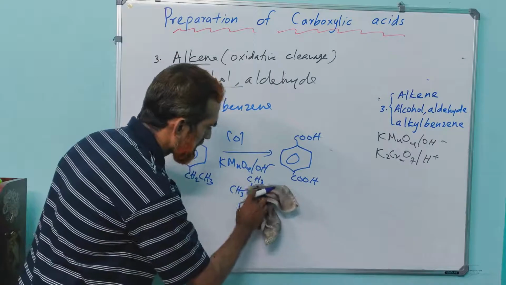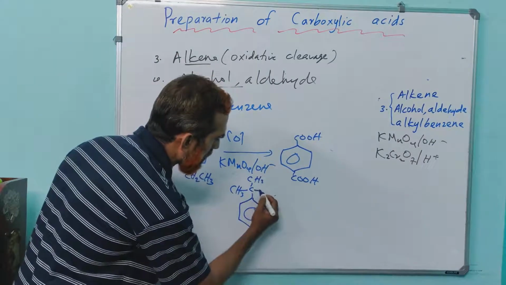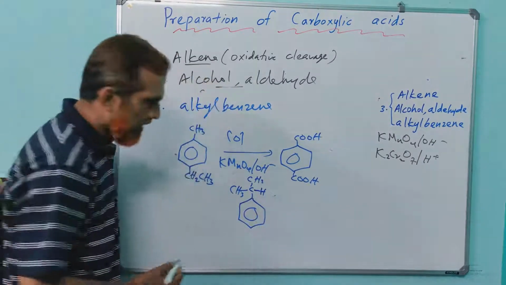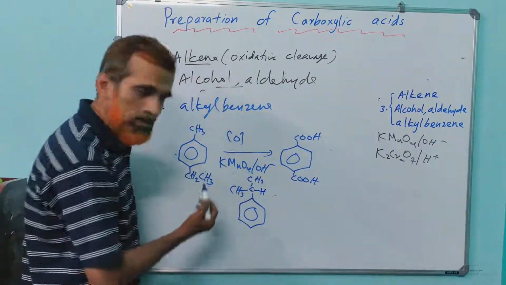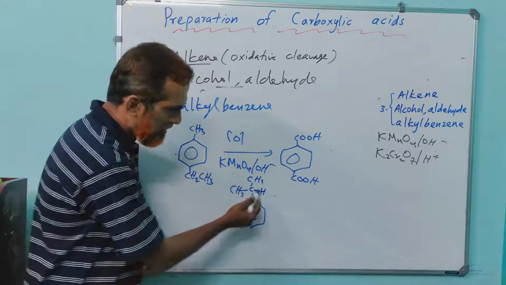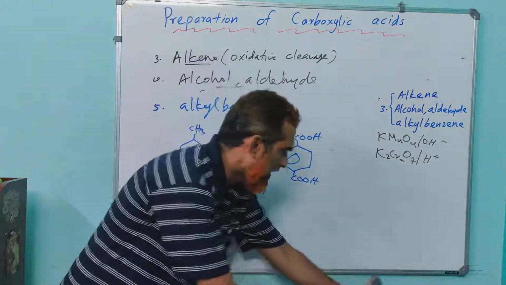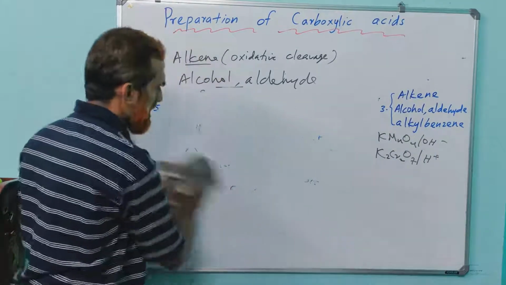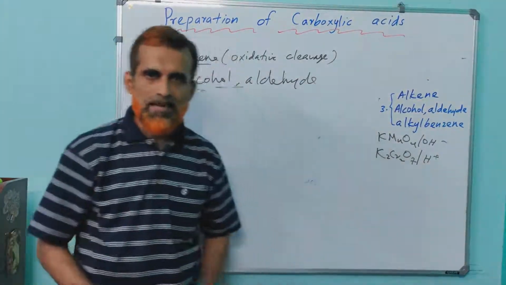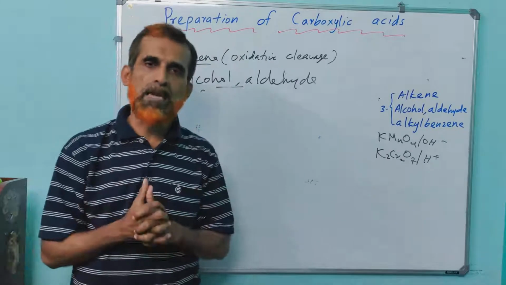But if it is an isopropyl group, this is called cumene, right? You know cumene. This gets oxidized and it will give benzoic acid, right? Because there is one hydrogen. So these are various methods of preparation of carboxylic acid. So practice all this, right? We will do more questions in the live session. Thank you.